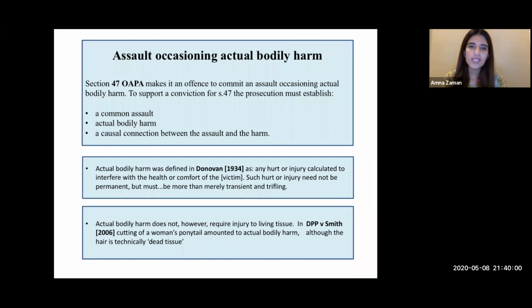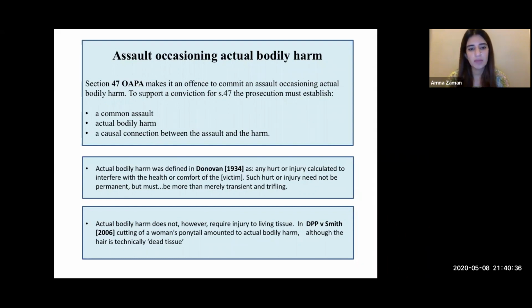A very interesting aspect about actual bodily harm was observed in the decision set out in the case of DPP against Smith 2006. In this case, the defendant cut the ponytail of the victim and it amounted to actual bodily harm. And the court said that cutting the woman's ponytail was battery because force was being applied to a part of her body. And the fact that it was actually cut amounted to actual bodily harm.